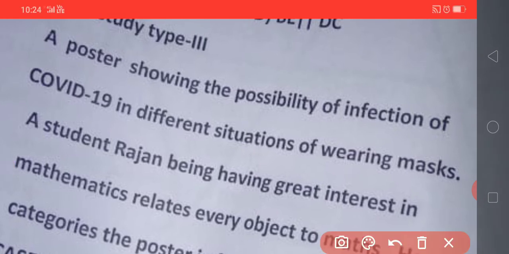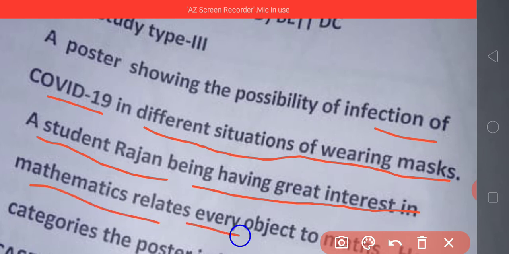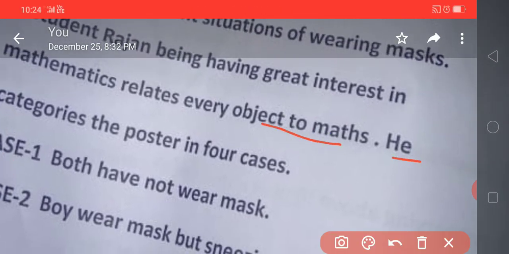Now come to question number 19, case study type. A poster showing the possibility of infection of COVID-19 in the different situations of wearing masks. A student, Rajan, having great interest in mathematics, relates every object to maths. He categorized the poster in 4 cases.